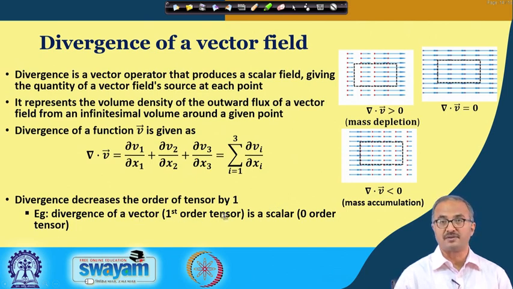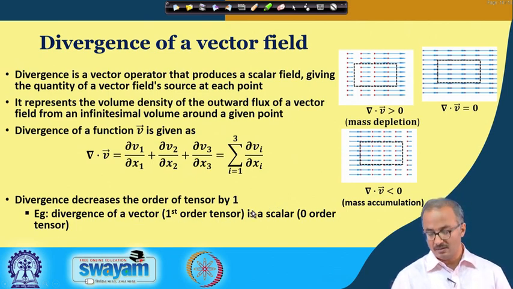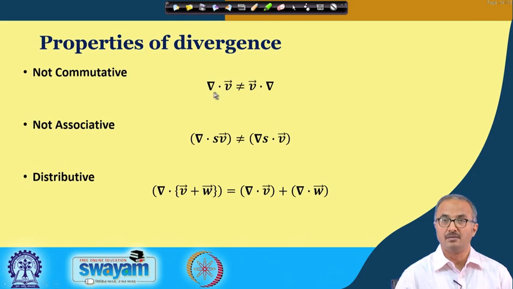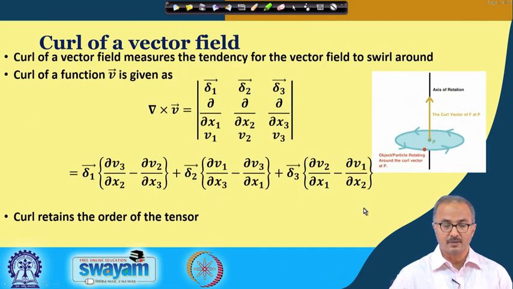Divergence decreases the order of the tensor by 1. That means from a vector we get to a scalar. Now, the properties of divergence are these: nabla dot V is not equal to V dot nabla, and it is not associative, that means nabla dot SV is not equal to nabla S dot V. It is distributive, like nabla dot (V plus W) is equal to nabla dot V plus nabla dot W.